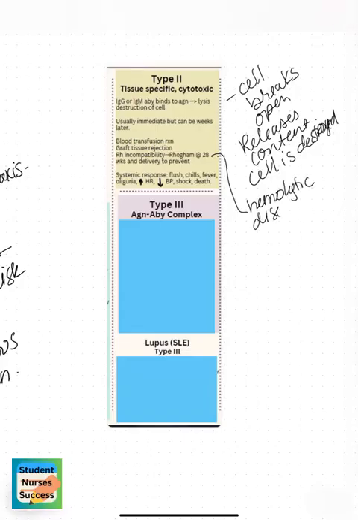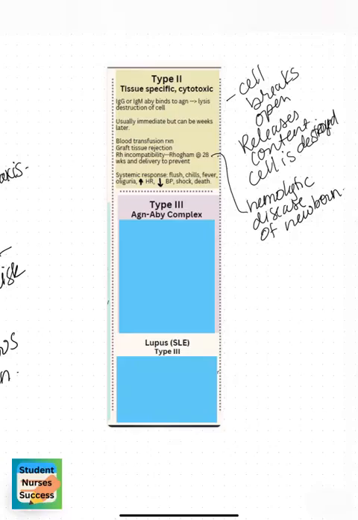And hemolytic means broken red blood cells. And babies with hemolytic disease of the newborn, when they're born, are very sick because they don't have enough red blood cells because they're being lysed and broken. In order to help manage this, we give RhoGAM at both 28 weeks pregnancy and at the delivery to prevent this reaction. Now, how do you know someone's having a type 2 tissue specific cytotoxic reaction?